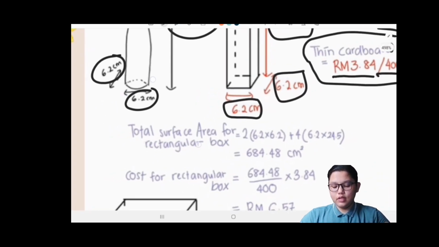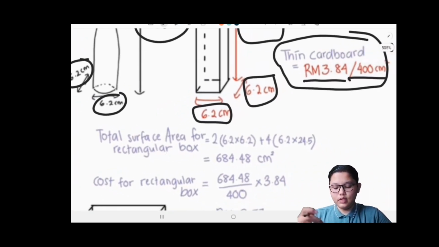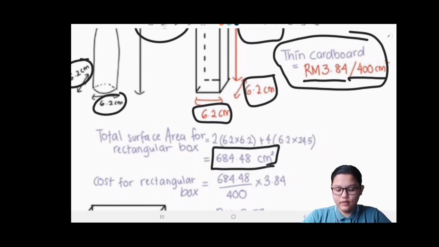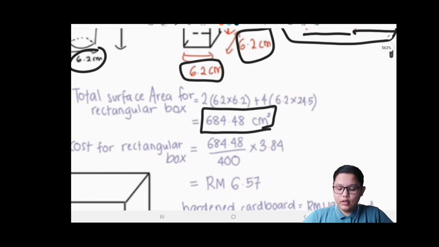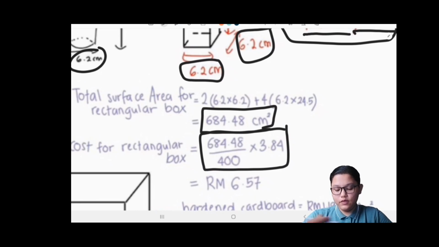Okay, so now we can calculate the total surface area for the rectangular box. All we need to do is apply the formula, and hence we got the total surface area, which is 684 centimeters square. From this data we can then calculate the cost for the rectangular box. All we need to do is divide it by 400 and then multiply it by 3.84 to find the total cost for the rectangular box. Calculating that, we find that the cost is 6.57 ringgit per rectangular box.